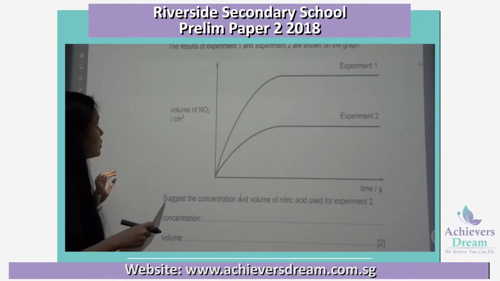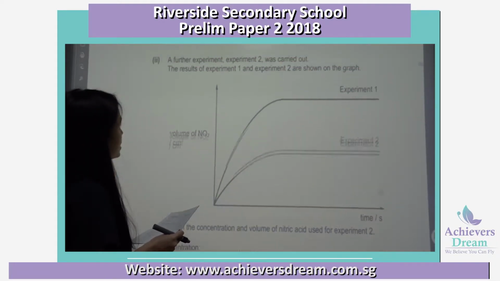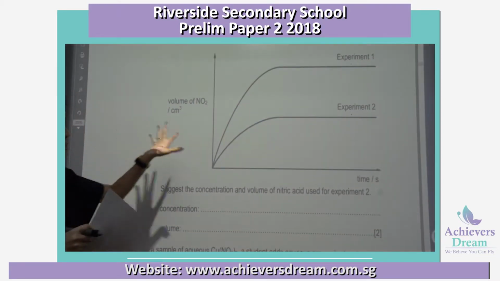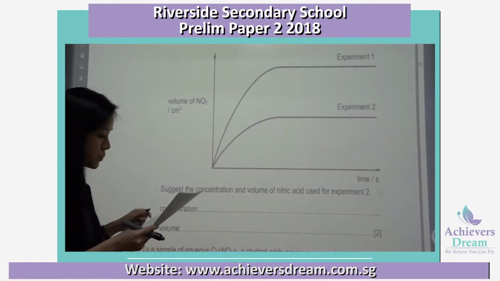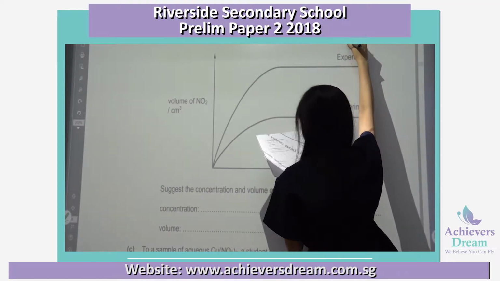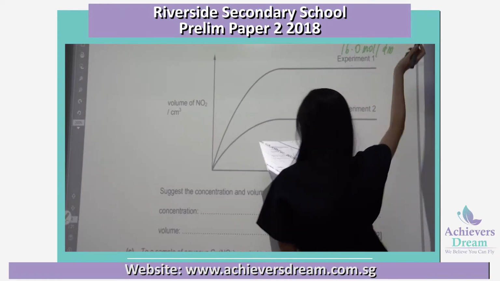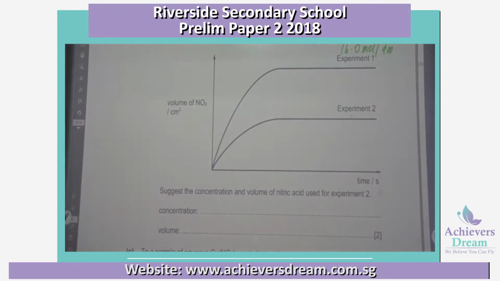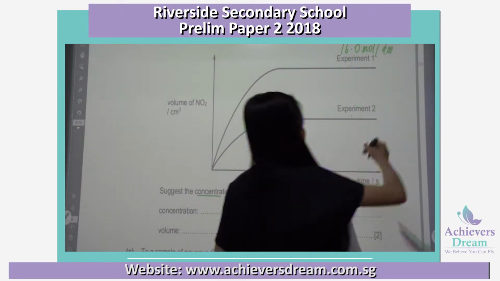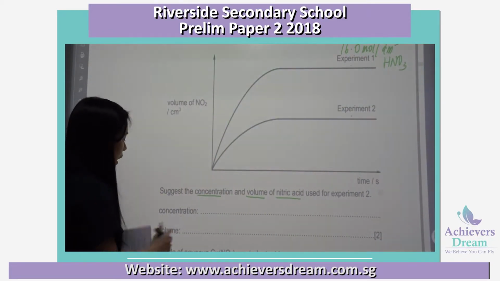Now let's take a look at the second part for question A3 part B. A further experiment, experiment 2, was carried out here. So now let's take a look at the graph given to us for experiment 1 as well as experiment 2. Take note, for experiment 1, the nitric acid we were using is 16.0 moles per dm cube. Now we want to find the concentration and the volume of nitric acid being used for experiment 2.